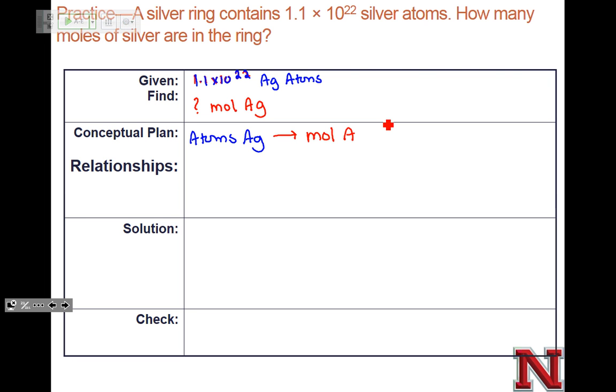And we can do that because we have a relationship. Again, our relationship is 1 mole of whatever, in this case silver, is equal to 6.022 times 10 to the 23 atoms, and in this case we're talking about silver, or things. So in this case we're talking about atoms of silver. So we can set that up. We're starting with what we're given.